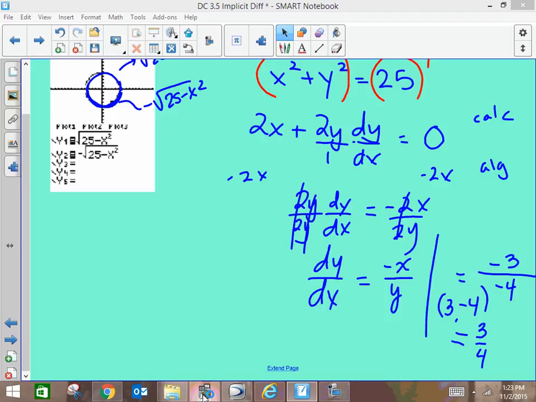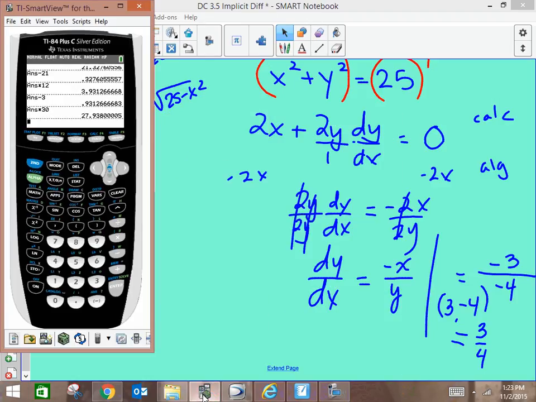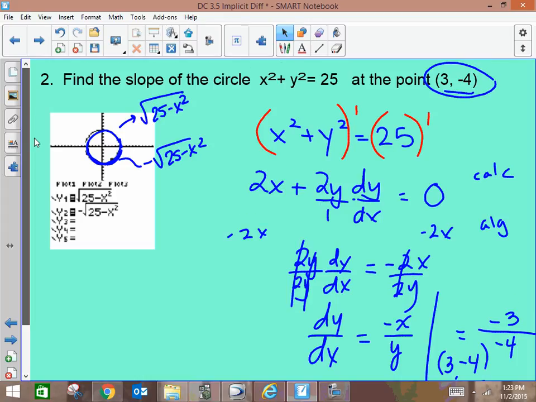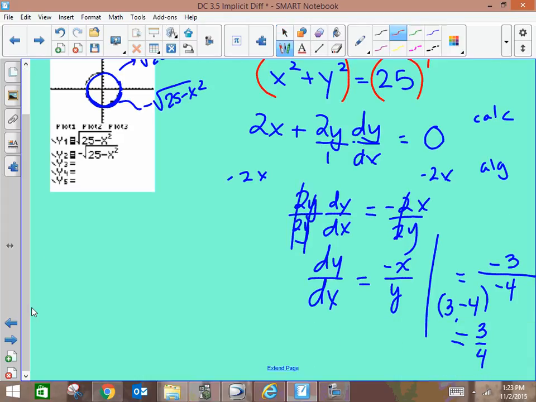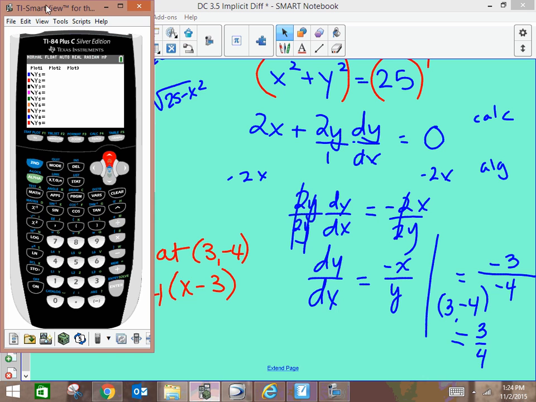Okay, so this one would be an easy one to check out. Sometimes it wouldn't even be possible because of our graphing, but let's say, all right. What were we supposed to do? Right, find the slope. We weren't supposed to do this, but what's the tangent at (3, -4)? y plus 4 equals 3/4 times (x minus 3). I'll put that in the equation just so we have it.